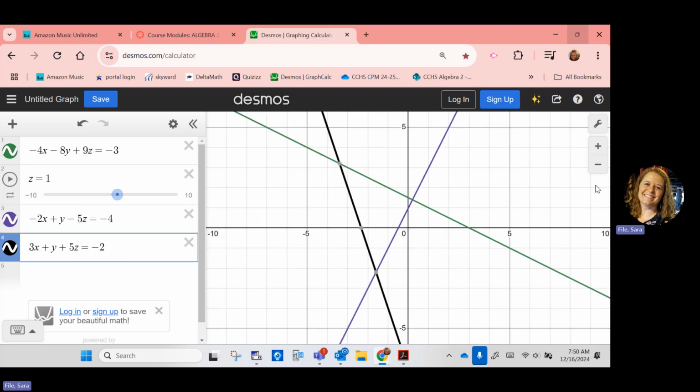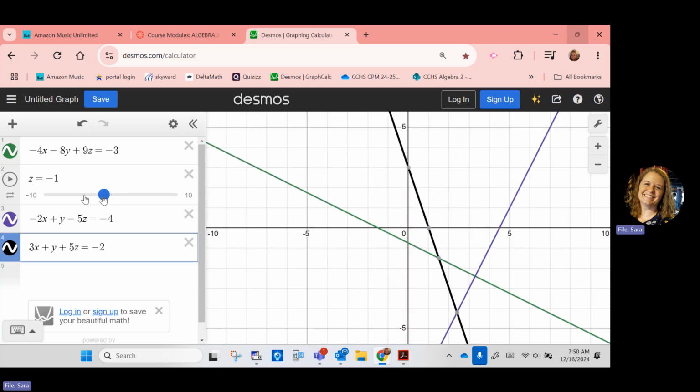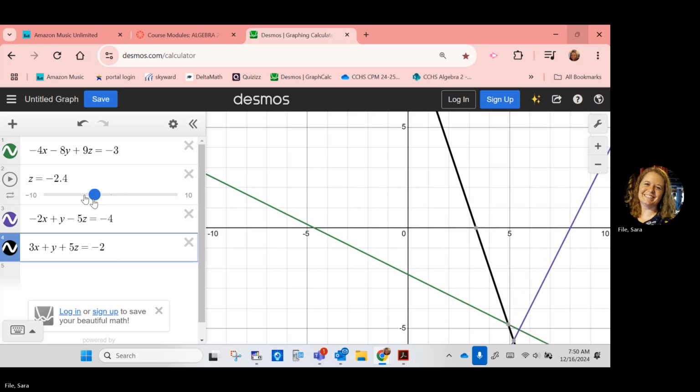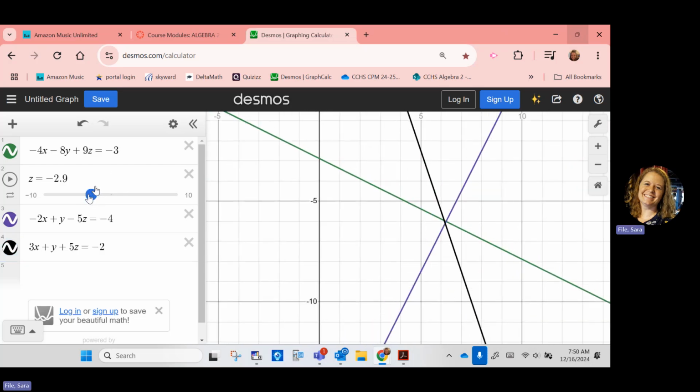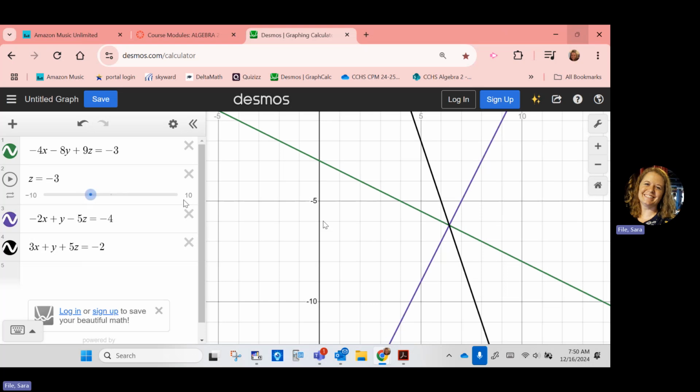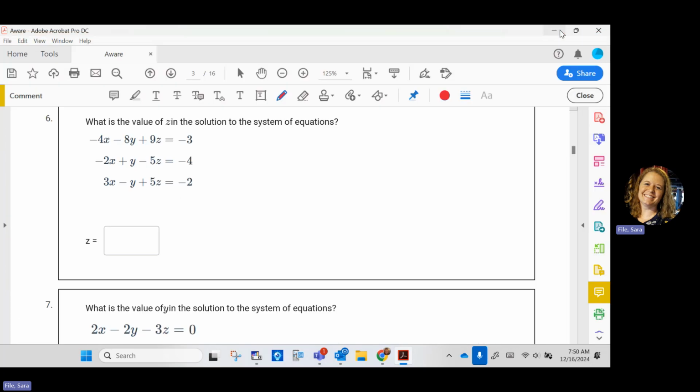I'm going to go back home. Okay, so I'm going to move this slider. Okay, I'm going to have to move this graph a little to see this a little better. All right, there it is. You'll see all three are intersecting at one point. They're not asking for X and Y here. They're asking for Z. What is the Z value that we just slid the slider to get this all intersecting at one point? -3, right? And that's all they're asking for here.